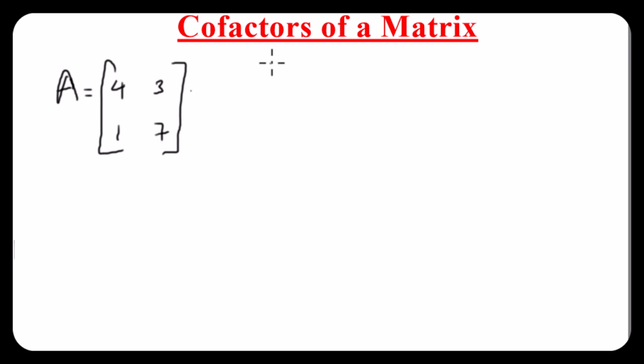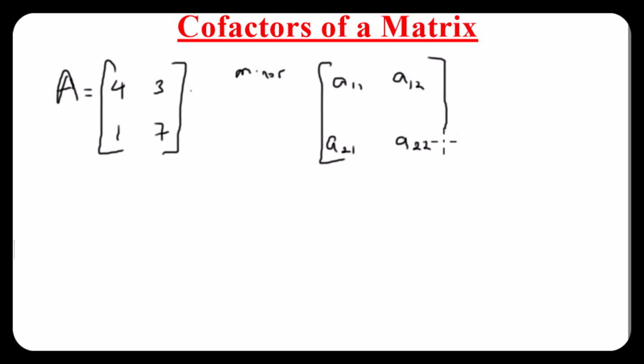So we want to get the cofactor of each element. This element here, we are to write it according to the place values. 4 will correspond to A11, 3 will correspond to A12, 1 will correspond to A21, 7 will correspond to A22. Why am I writing it like this? Remember when we're talking about the position of elements in a matrix, this 4 is located in the first row and first column. That's why the first subscript signifies the row position, the second one signifies its column position.